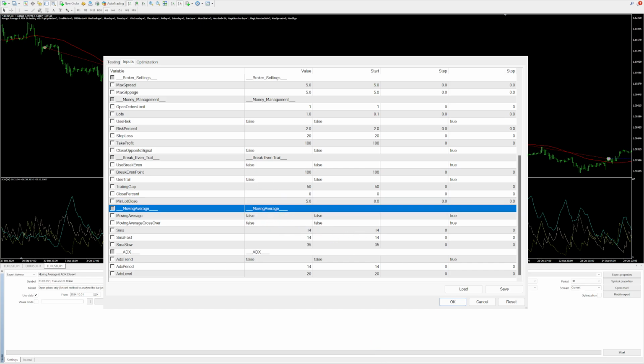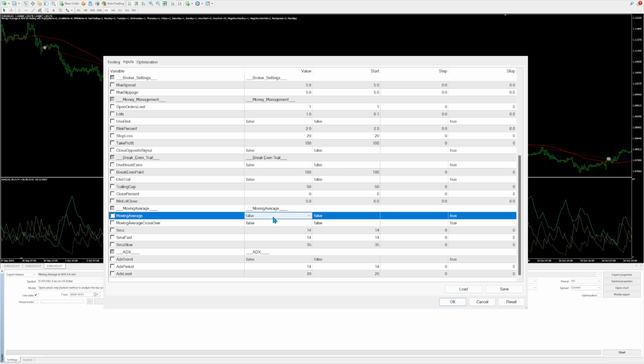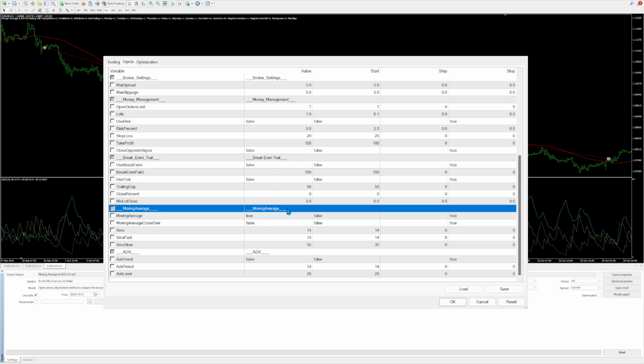This is the entry criteria here. So as I said, this is a moving average and ADX EA. You won't be surprised to know that it combines these two indicators. And you can choose one or all of them if you want. I'll just show you quickly what each one does.